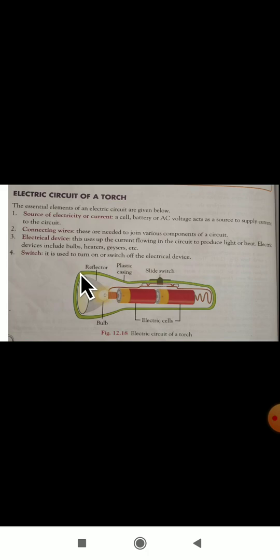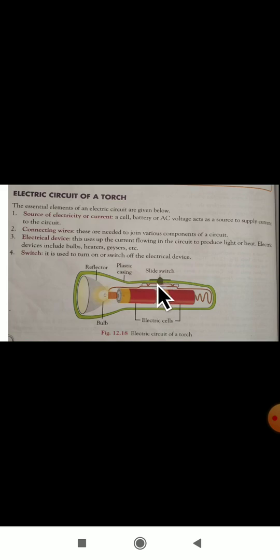A switch is used to turn on or switch off electrical devices. Why are we using the switch then? We are using a switch to turn on or turn off the electrical devices. See, the electric circuit of a torch is given here. Here there is a slide switch button. We have a sliding button, which we call a push button.